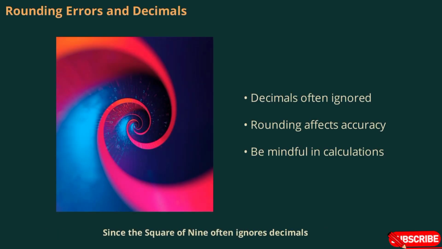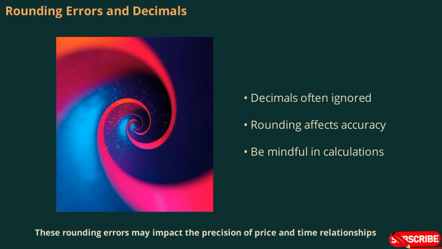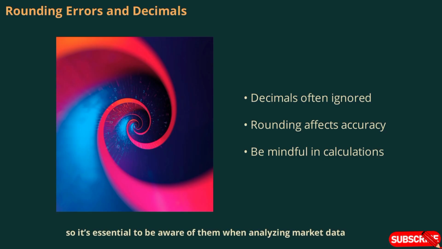Since the square of 9 often ignores decimals, small inaccuracies can creep into calculations. These rounding errors may impact the precision of price and time relationships, so it's essential to be aware of them when analyzing market data. Understanding this limitation helps traders interpret results more accurately.